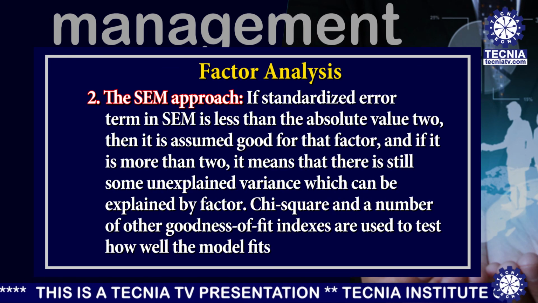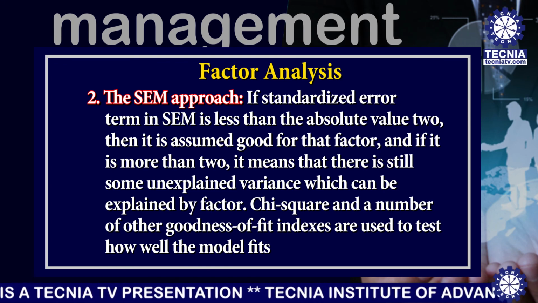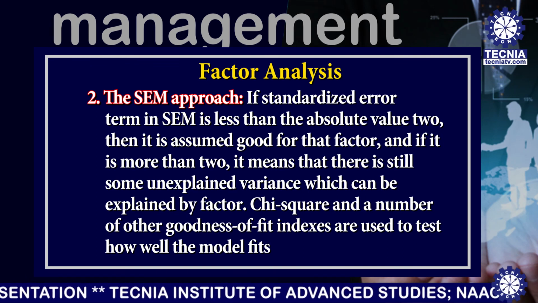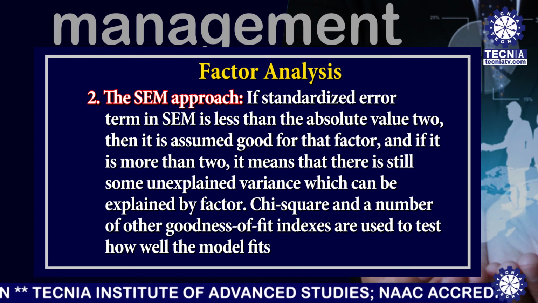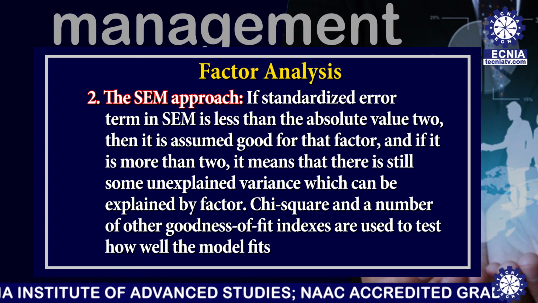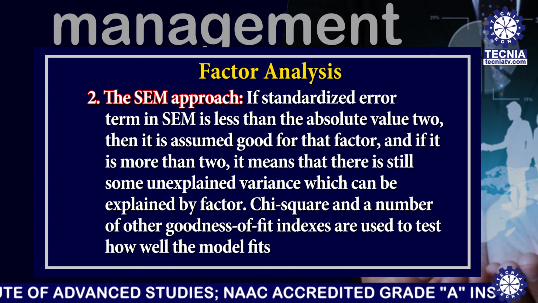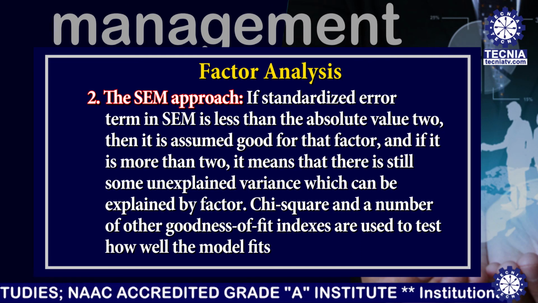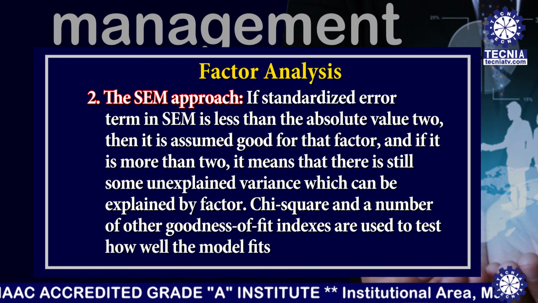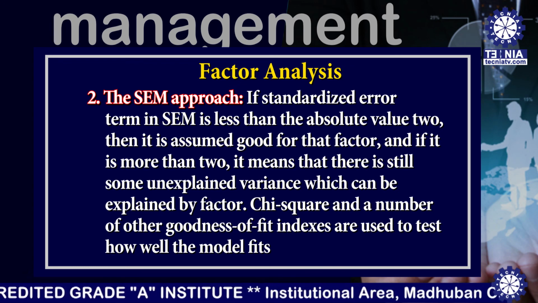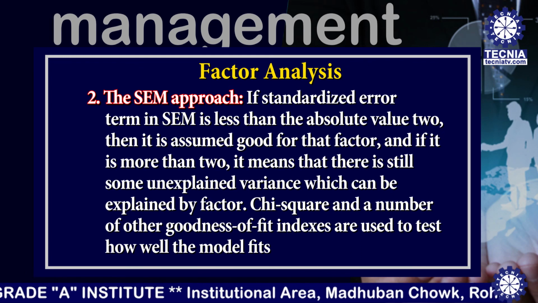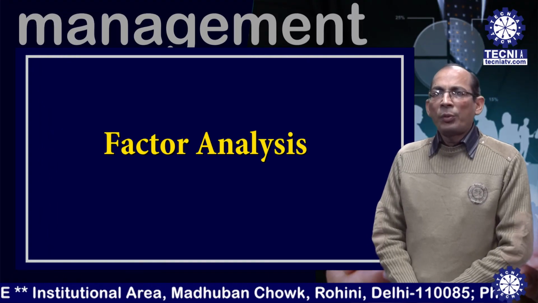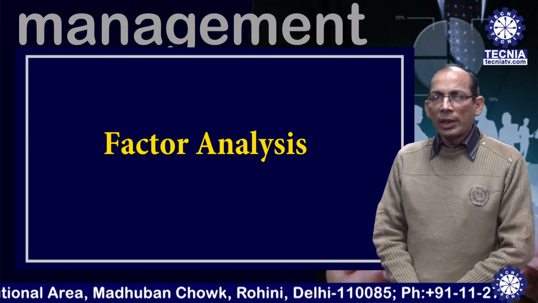If a standardized error term in SEM is less than an absolute value of 2, then it is assumed good for that factor. And if it is more than 2, it means that there is still some unexplained variance which can be explained by the factor. Chi-square and a number of other goodness of fit indexes are used to test how well the model fits. This is the end of my lecture on factor analysis.